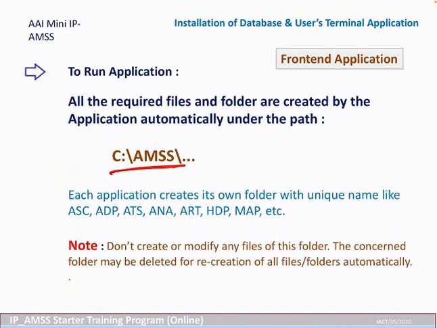Once you run a particular application, one AMSS folder will be created in local disk C. And suppose you are running five applications on one PC, then under the AMSS folder, a different folder will be created for each application. Don't create or modify any files in this folder. The concerned folder may be deleted or all files and folders recreated automatically. It means you don't have to make any change under these folders. It will be automatically created. Just double click on the application and all the folders will be created under the AMSS folder.